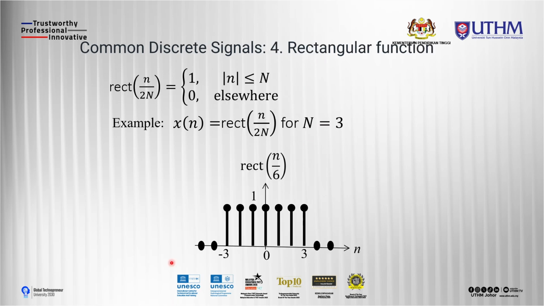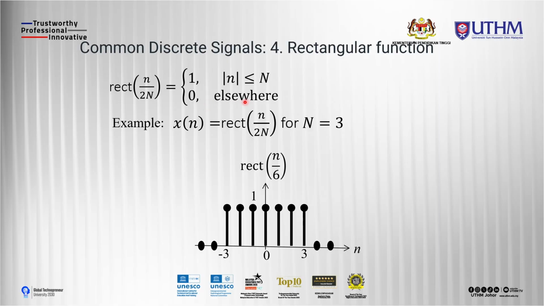The next common discrete signal is the rectangular function, which we commonly write as rect, a short form of rectangular. So rect of n over 2N. This is equivalent to 1 when modulus n is less than or equal to capital N. Other than that, you will get 0.